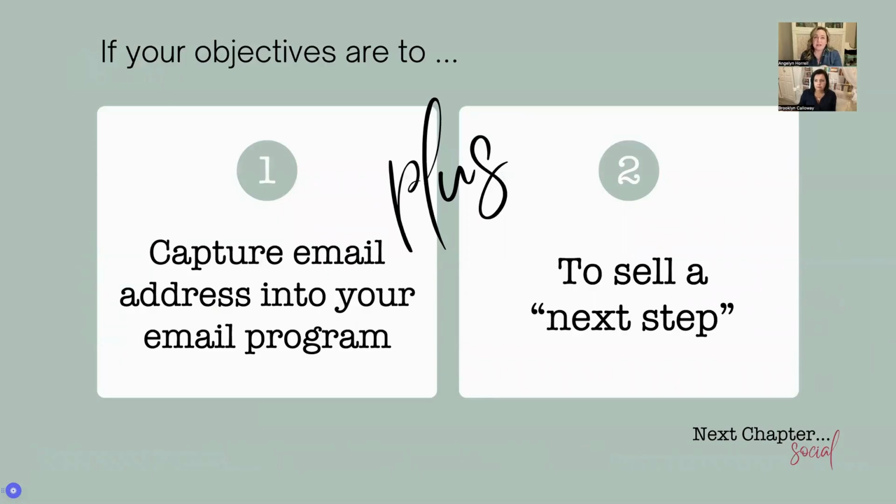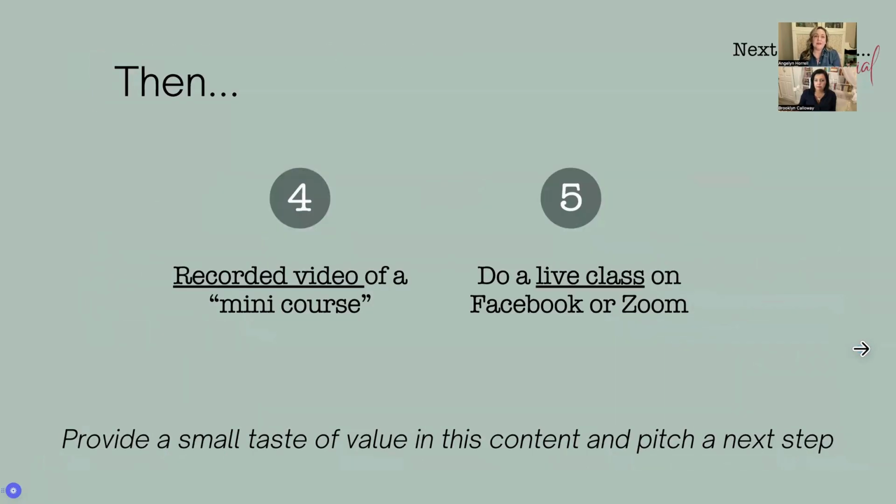Now, if your objectives are, number 1, to capture their email address into your email program, and then to sell a next step, then you're going to do this type of lead magnet, which is a recorded video of a mini course, or you're going to do a live class on Facebook or Zoom. These are video based. The beauty of it is to provide a small taste of value in this content and pitch a next step. Let me give you an example.